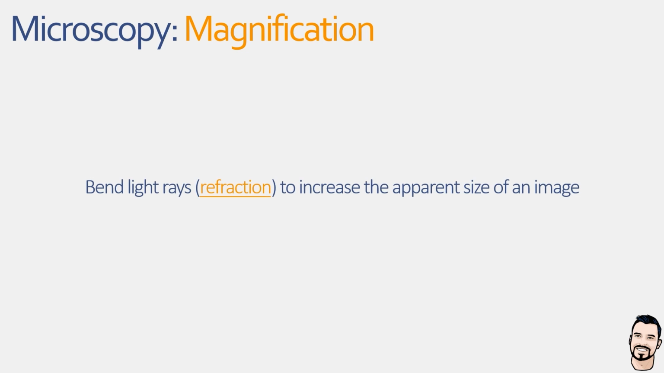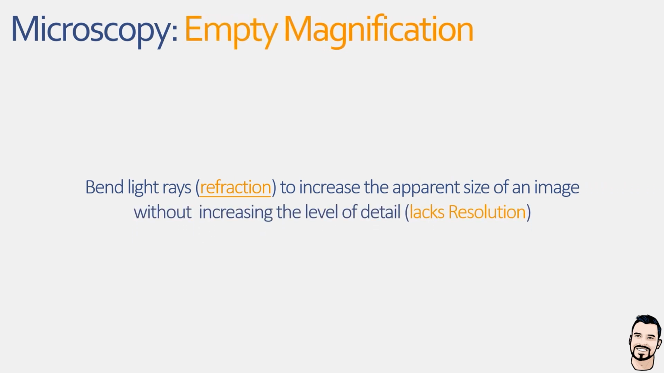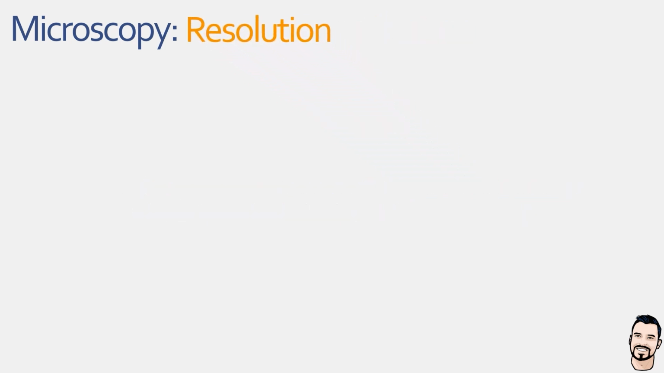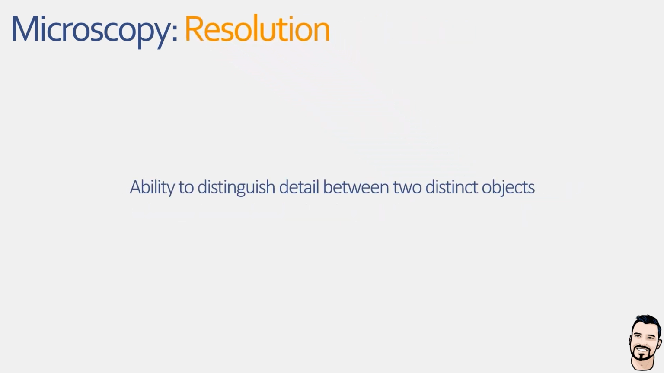Now, unfortunately, when a microscope increases the apparent size of an image without improving the level of detail, we call this empty magnification, and it is commonly associated with a blurry image. And so if we want to make full use of a magnified image, we also need to increase its resolution, which, if we remember, is the ability to distinguish detail between two distinct objects. And sadly, it is resolution that is a key limiting factor when it comes to light microscopy.